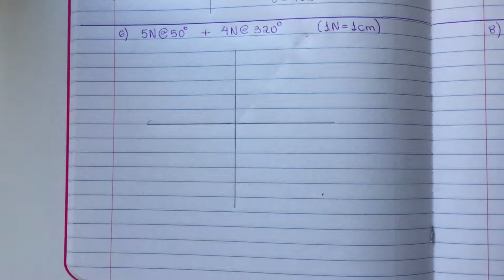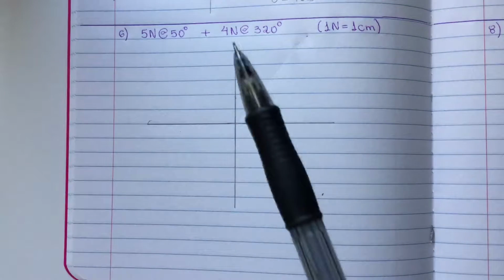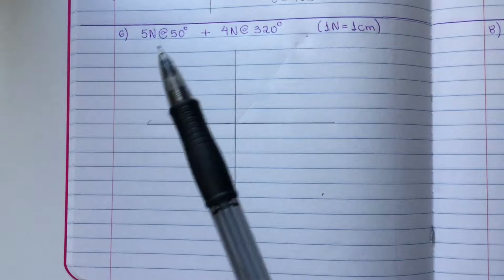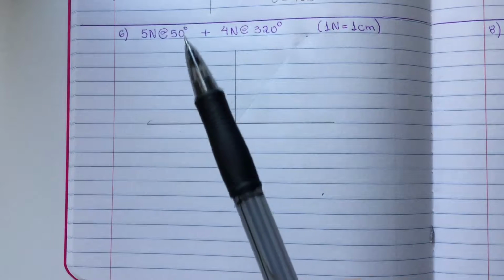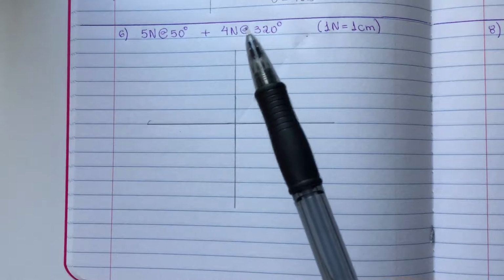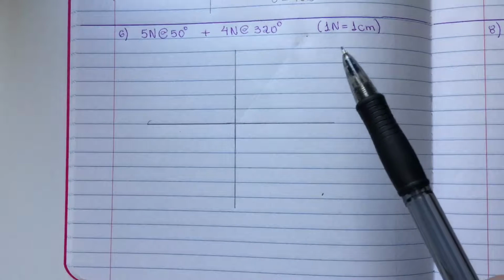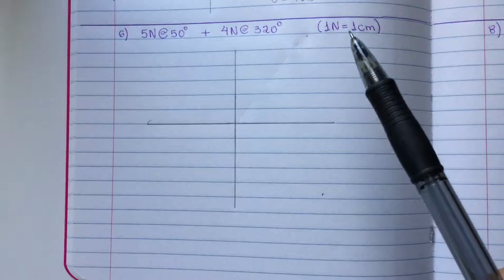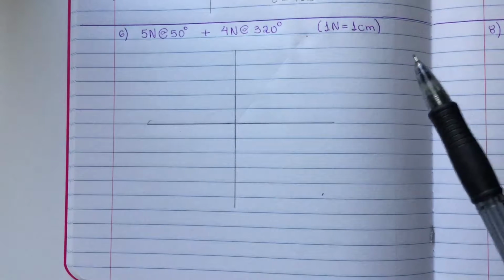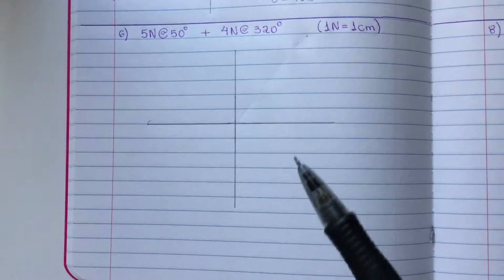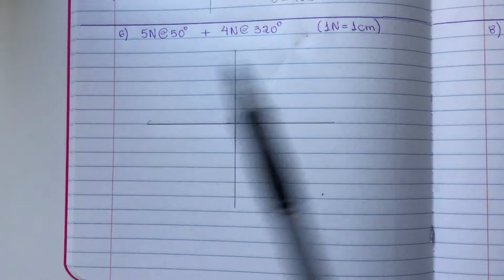Problem number 6 on your page 26 on your class notes. We have a vector addition, 5 newtons at 50 degrees plus 4 newtons at 320 degrees. The scale was given, 1 newton is equal to 1 centimeter. We are using the tip to tail method for vector addition.